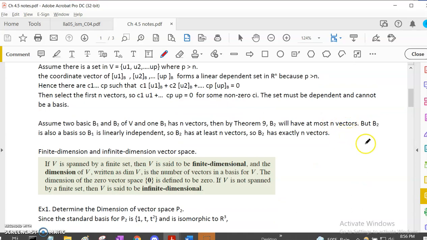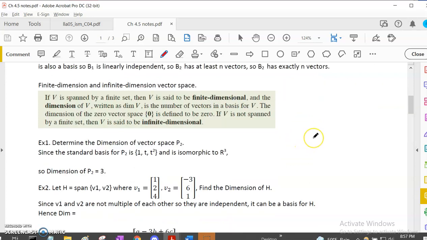And then for the other case, if I have two bases, one has n vectors, the other has a different number of vectors. By theorem 9, the other one, B2, can only have at most n vectors. But if you switch them around, the first one can also have at most as many vectors as the other. So they would have exactly n vectors. So this is the kind of logic, both-sides logic.